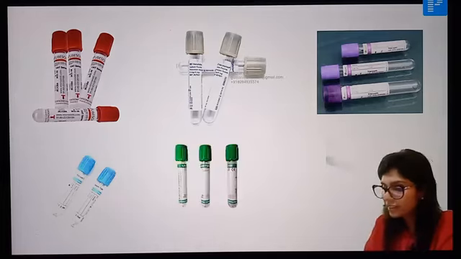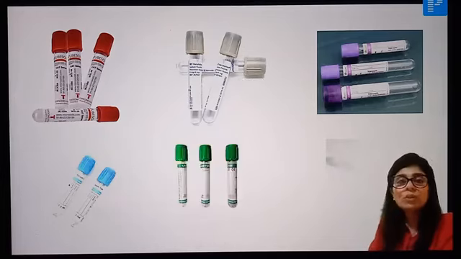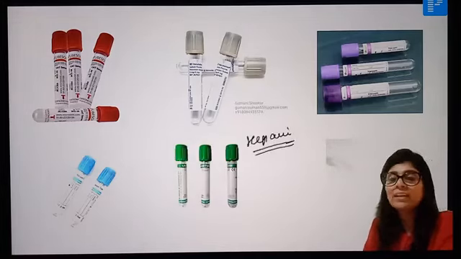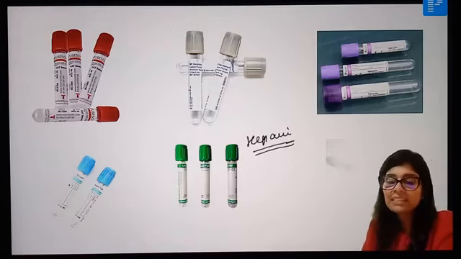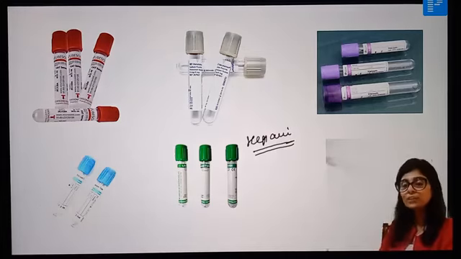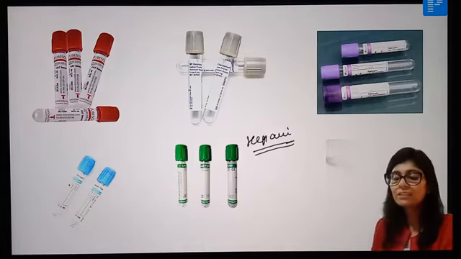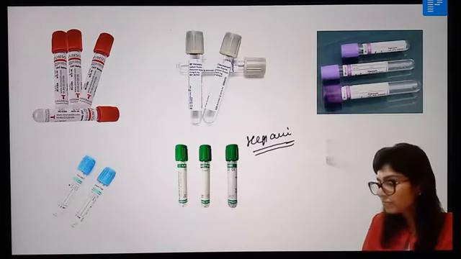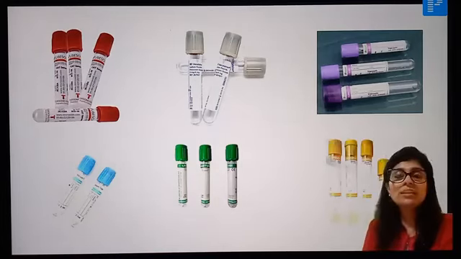Okay. And this is a green top tube, which is a heparinized tube. When will you use a heparinized tube? Whenever a quicker biochemical analysis has to be done. Right, STAT biochemical analysis, for TROP-T estimation for example. Or whenever DNA or RNA needs to be extracted, it has to be a green top tube or a heparinized tube. Good. And then this is the last one, yellow top tube.